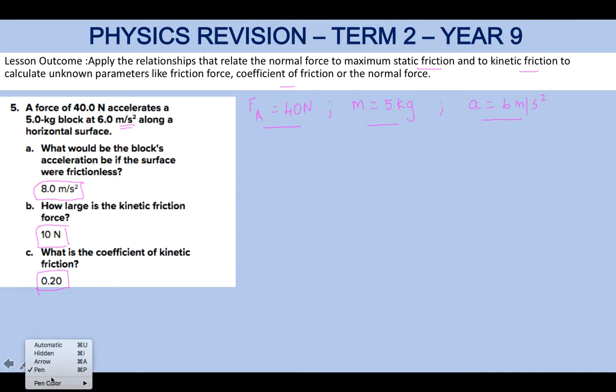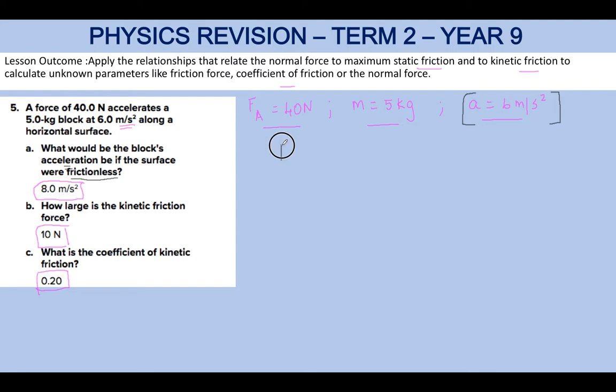Now what's asked first is what would be the block's acceleration if the surface were frictionless? So you don't have to consider any opposing force here. You just take the entire applied force acting on the object, and there is no opposing force. That's what frictionless means, no opposing forces acting on it. So how do we find the acceleration from here? Ignore this, it is given for the actual acceleration. They're asking you if there is no friction, what would be the acceleration?